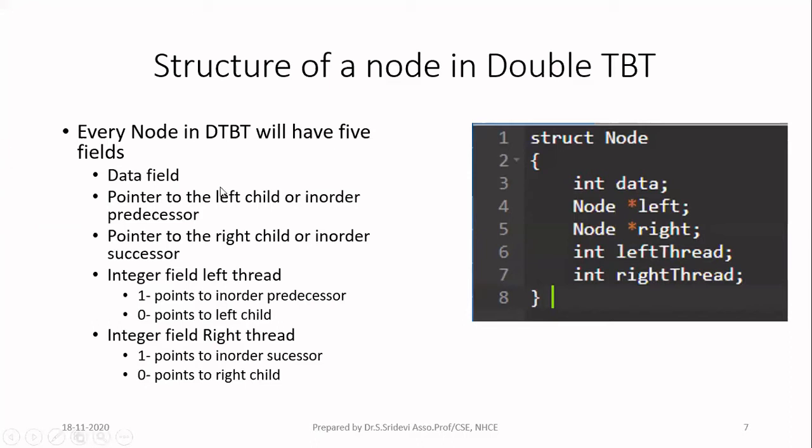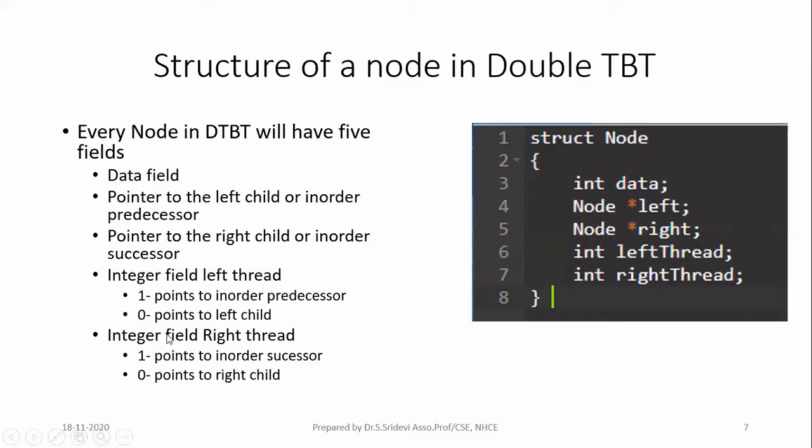Let me tell you what the fields are. The first field is the data field. You will be declaring that as int data. It will contain the information you are going to store in the node. Then the second field is a pointer to the left child. If it is a leaf node, there will not be any left child. In that case, it will point to the in-order predecessor. And then another field is the pointer to the right child or in-order successor. Up to these, we have seen in a normal binary tree also.